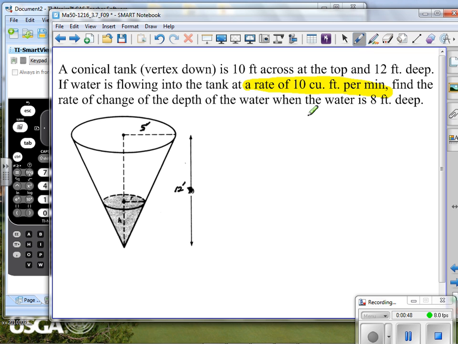Next question you need to answer is, what is that derivative? From that we would get, and this is part of our given, cubic feet. What measure uses cubic units? Volume, okay? So the derivative of volume with respect to t is 10 cubic feet per minute, okay?